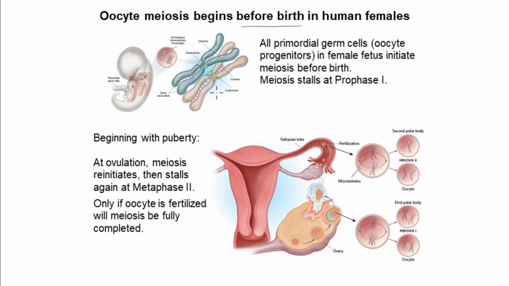Every one of those primordial germ cells have initiated meiosis and then stalled at prophase 1 with the duplicated homologs all paired up in synapsis. That meiotic division then just pauses.